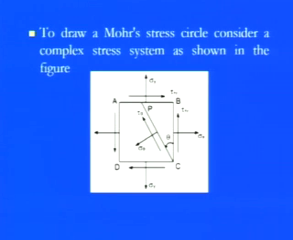To draw a Mohr stress circle, consider a complex stress system. As we discussed, in this figure we have sigma x on both sides. This stress component is the normal stress component in the x direction. We have the y direction, meaning the normal stress component in the y direction, that is sigma y, which is perpendicular to the y section, and at the same time we have the shear stress which is parallel.